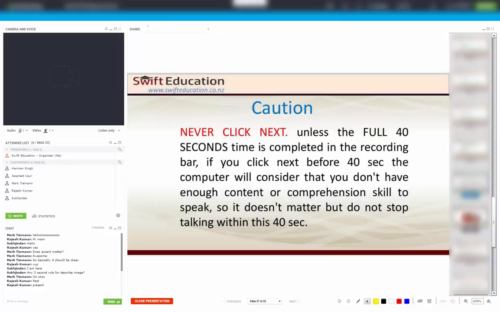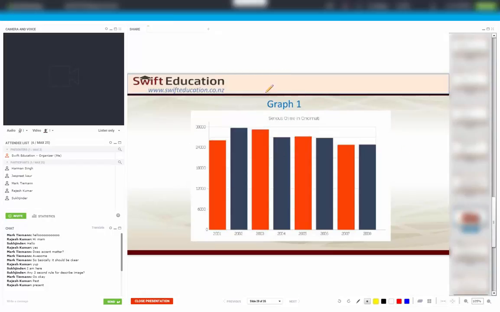Now I've got a very good example here of the graph. So first of all, I would like to ask, what kind of graph is this? Is anybody listening? Right? Okay. Somebody is typing, so I think people are listening.